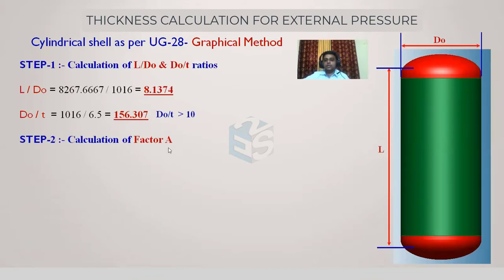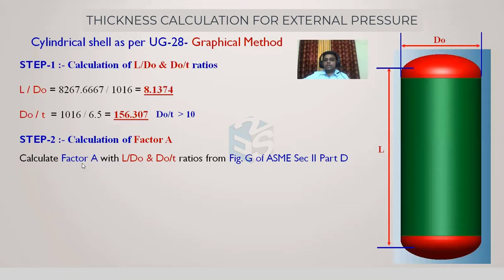In step 2, we are going to calculate the factor A with the help of these L by DO and DO by T ratios, using figure G given in ASME Section 2 Part D. These figures are not given in Division 1. These are given in Section 2 Part D, not Section 8.